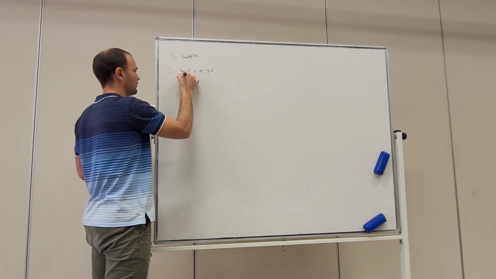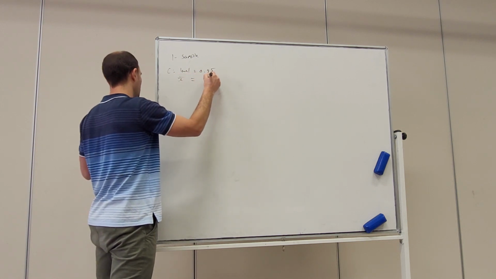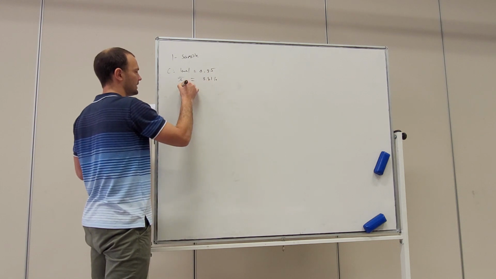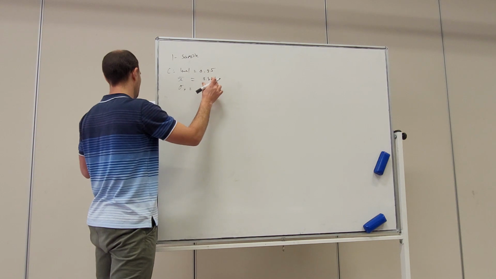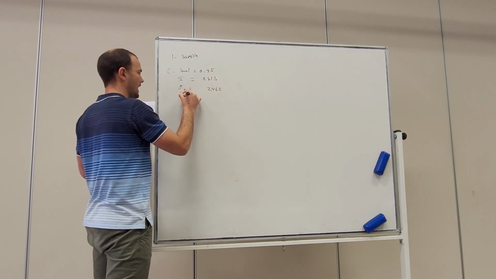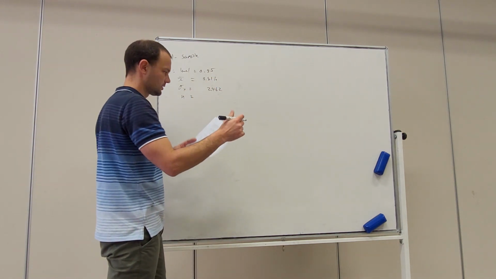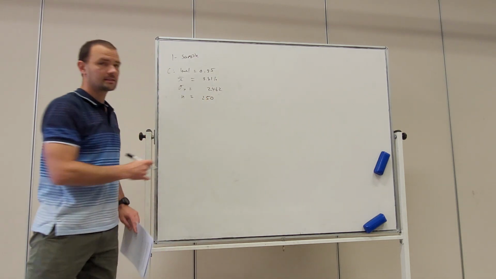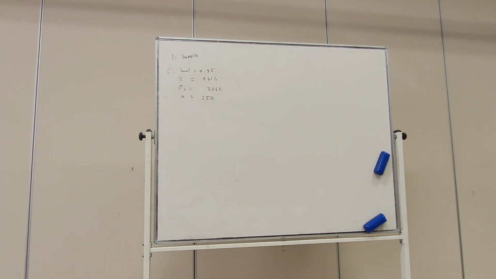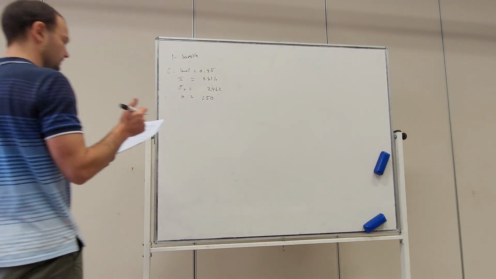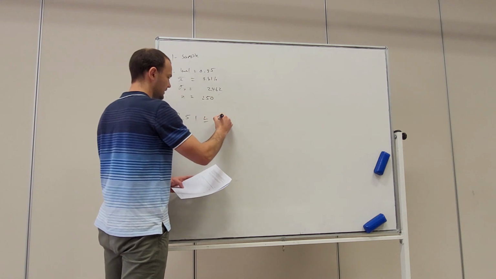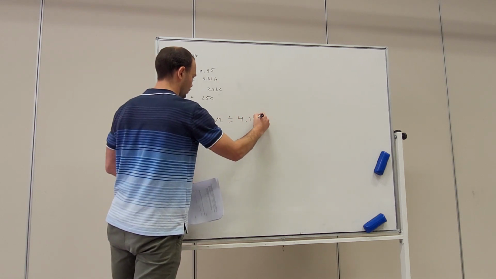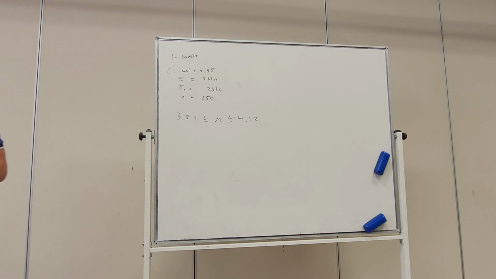Our observed mean is 3.816. Our standard deviation is 2.462. And our number of samples is 250. So that's the syntax we're putting in our calculator for the mean of a sample, and we should get 3.51 is less than the mean is less than 4.12. Okay, so that's our confidence interval.